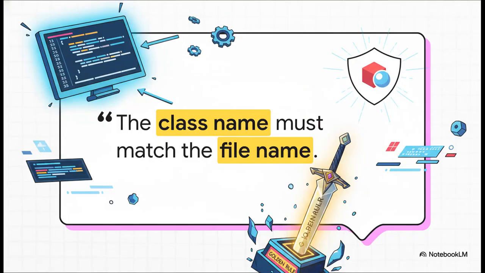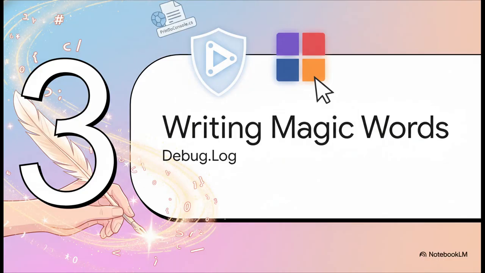So let's just hammer this home one more time. Burn this into your brain. The file name must match the class name, always. By naming the file the second you create it, you let Unity handle this matchup for you automatically. It's the golden rule. It will save you so many headaches, I promise. All right, our script is created, it's named correctly, and now it's time for the main event.